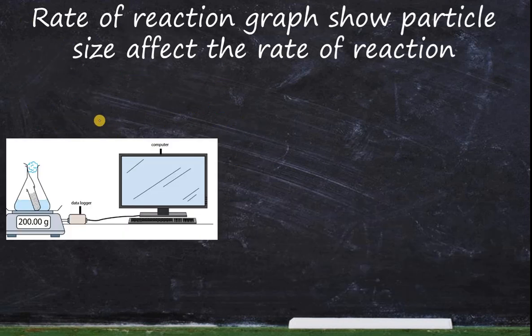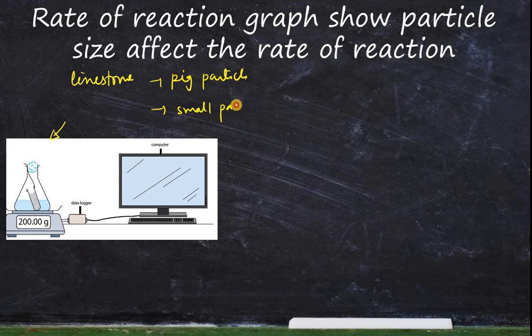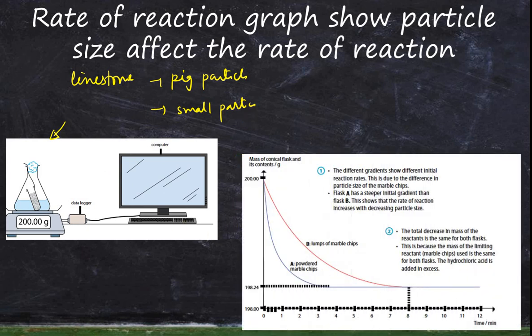So how to plot the graph? What we can do, again, you measure the reactant mass at the start and take two scenarios. One scenario will take limestone, which is calcium carbonate, as big particles, and in another scenario we will take small particles, or powdered form. Now how will the graph look? You can guess that in small particles the rate of reaction will be very high.